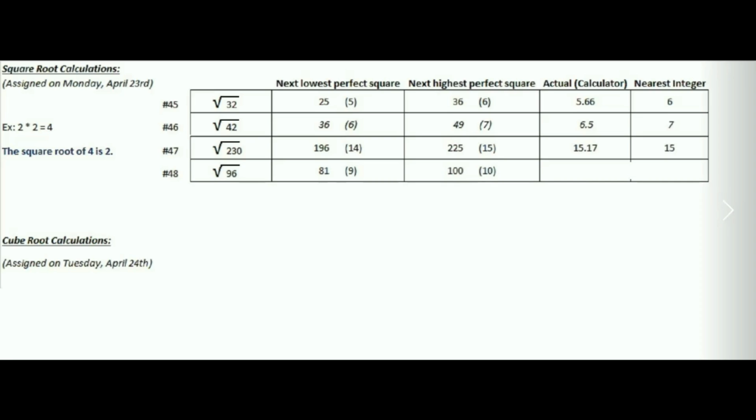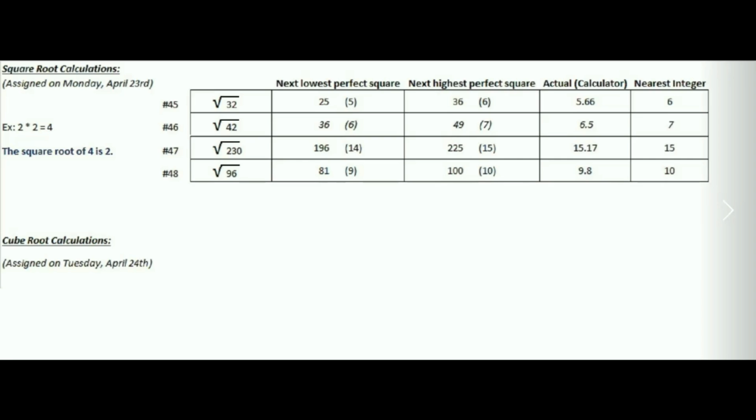And number 48. The square root of 96 sits between the square root of 81, which is 9, and the square root of 100, which is 10. If you actually put this into the calculator, you get 9.8, and 9.8 rounds up to 10.